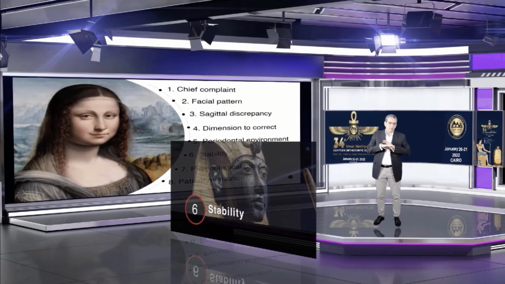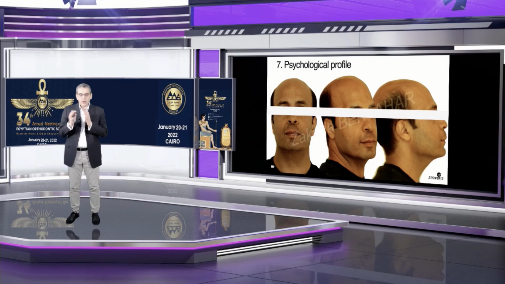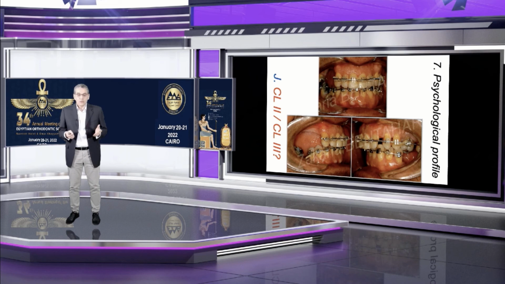The psychological profile of the patient is one of the most important points to take into consideration. Look at this patient. This patient came to my office after a first orthosurgical treatment done in Paris. When he came to my office, he came with these brackets, with this occlusion. Really, I was afraid, because in this case I could not treat him only with orthodontics.